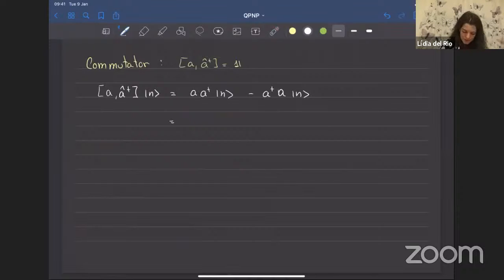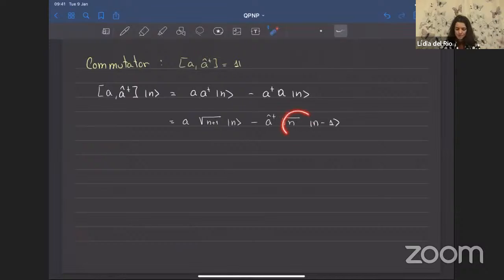So what is this? So this is a square root of n plus 1, adding up, n minus A dagger square root of n minus 1. Don't worry, if n is 0, then this term becomes 0 already, but this one will not be 0. That's not a problem. Then, oh, sorry, I missed something here. This should be n plus 1. This one. Yeah, that's right.